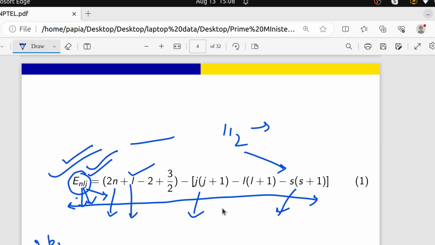Let's say we are talking about 1p 3/2. By that notation, what are the values? N is 1. P means it is the L value, so L is 1, because it is p, as I already told in the previous class. And 3/2 is nothing but J. J is L plus S or L minus S, right, as was discussed. So J is 3/2, L is 1 and S is half.